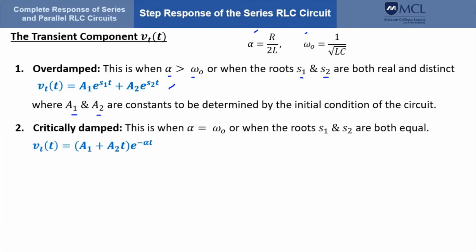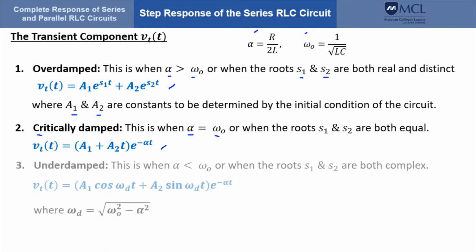If alpha is equal to omega naught, that will give us a condition called the critically damped condition, and the transient component will look like this.